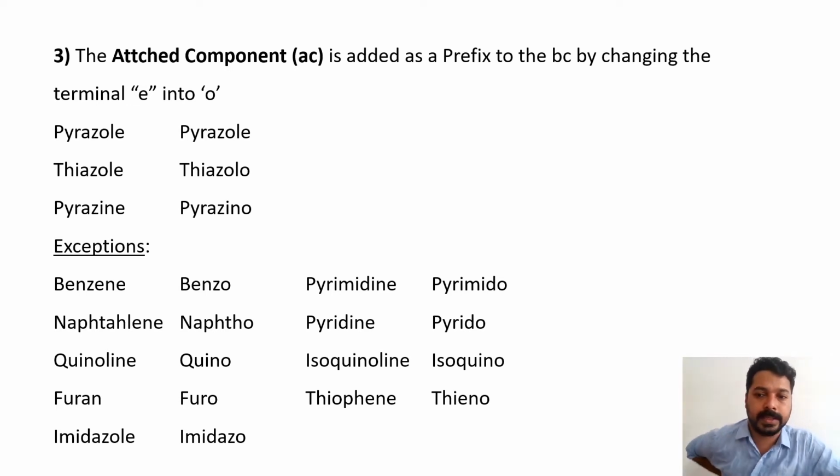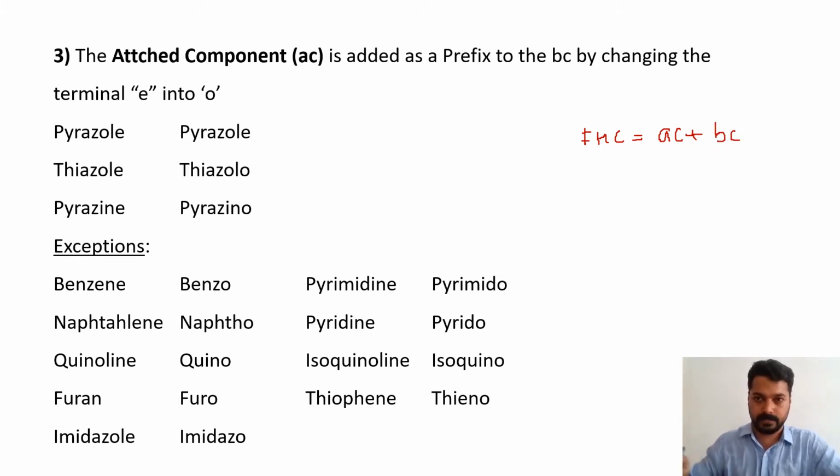Generally, the attached component is added as a prefix. So generally, the name will be like this. The name of the fused heterocyclic compound will be attached component AC plus BC. So the name of the attached component is added as a prefix to the suffix base component. Usually the prefix, that is the attached component, is added to the BC by changing the terminal E into O. For example, if you take pyrazole, pyrazole will become pyrazolo because E is changed into O.